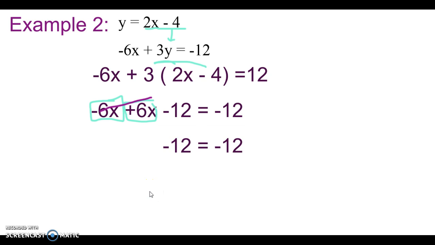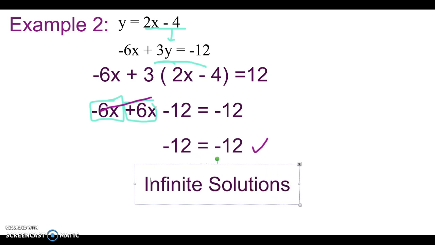So if we look back at where we wrote down our types of solutions, our types are one solution, no solution, or infinite solutions. For this example, we need to evaluate if this statement is true. Is negative 12 equal to negative 12? And the answer is yes. Negative 12 is the same as negative 12. So we're going to check that off. That is correct. And for our answer, we will just write infinite solutions.